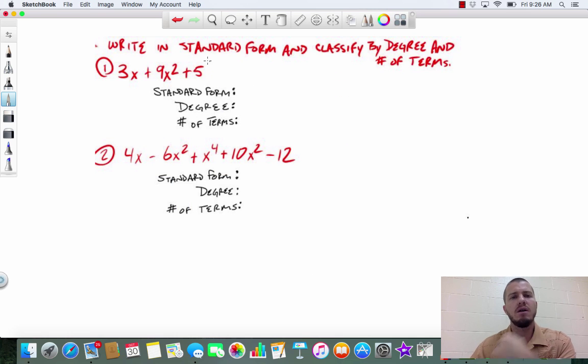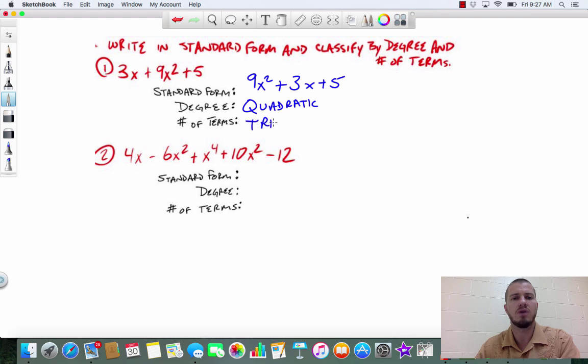So I have here, write the polynomial in standard form and classify by degree and the number of terms. So for the standard form, I have to put the highest exponent first, 9x squared, then my 3x, and then 5. And I'm just rearranging things. The signs move with the term, remember? So this is a degree of 2, which is a quadratic, and there's 3 terms, so it's a trinomial. So you need to know both those names for the polynomial.